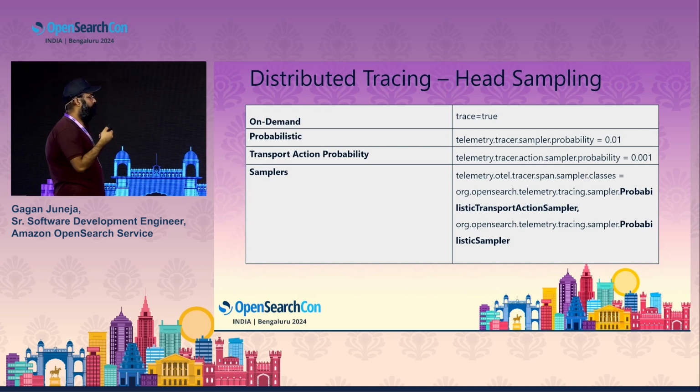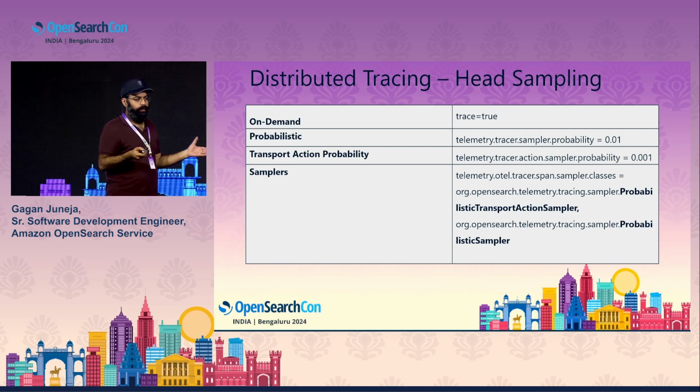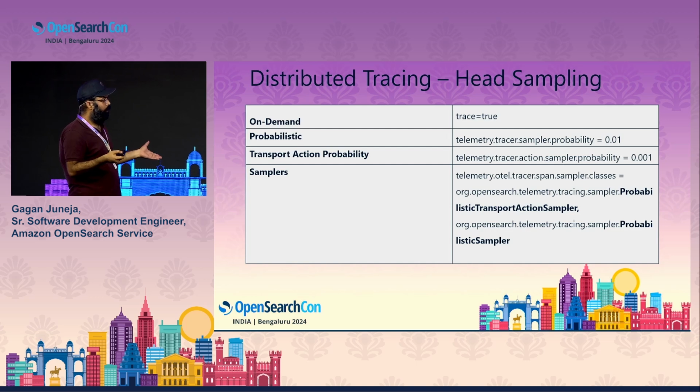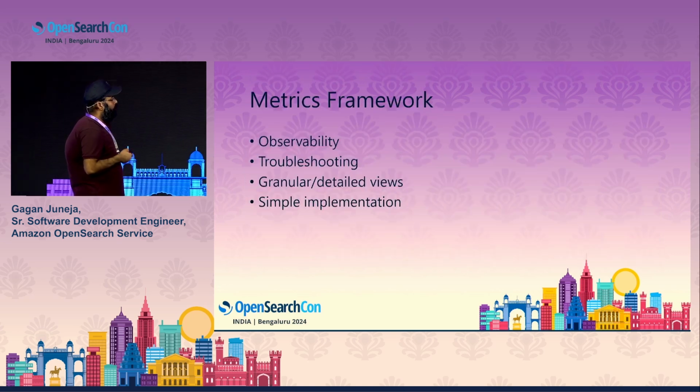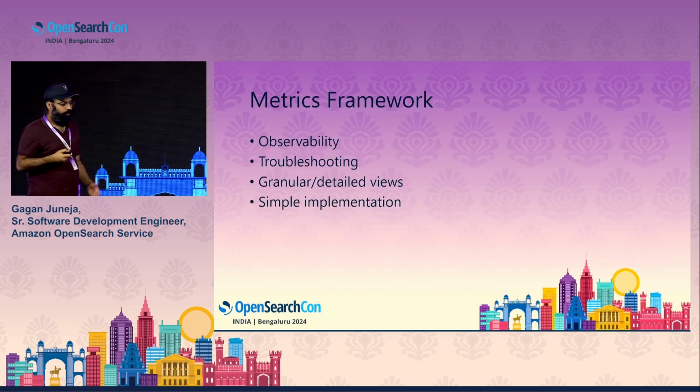Then probability is there, transport action probability is there, and you can chain all these samplers. You can chain them, so that if one sampler is not able to sample, then it will move on to other samplers and so on.